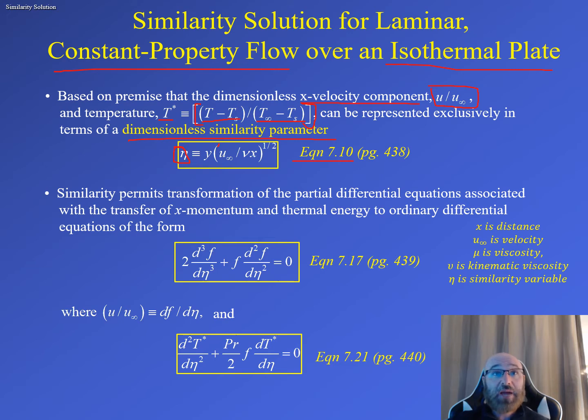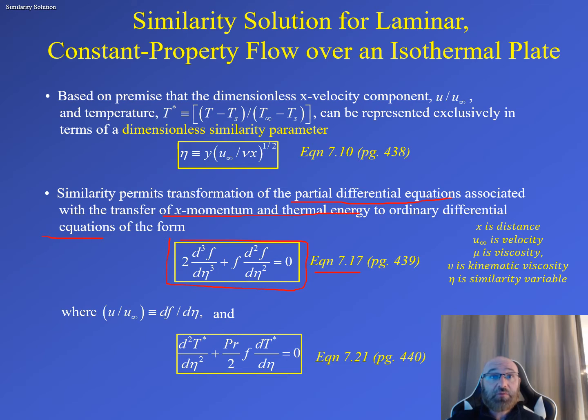We have y times our u infinity, all divided by our nu times x, all to the 1/2, where we can come back over here and double check what our variables are. x is our distance, u sub infinity is our velocity, and we can see that our nu right here is our kinematic viscosity. So now this similarity permits transformation of the PDE, our partial differential equation, associated with the transfer of x momentum and thermal energy to an ODE, our ordinary differential equation, in the form shown down here below, which is related back to equation 7.17 on page 439 of our textbook.